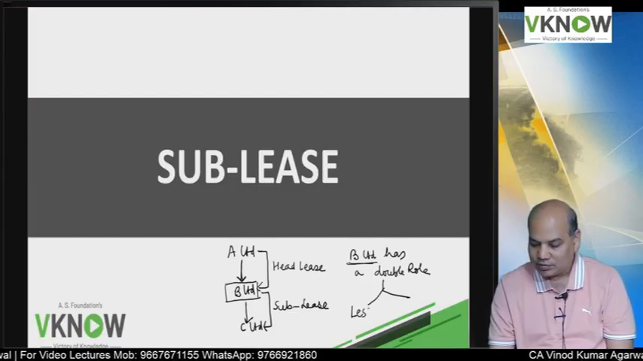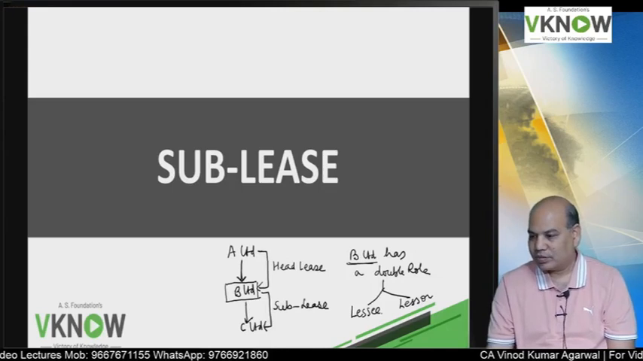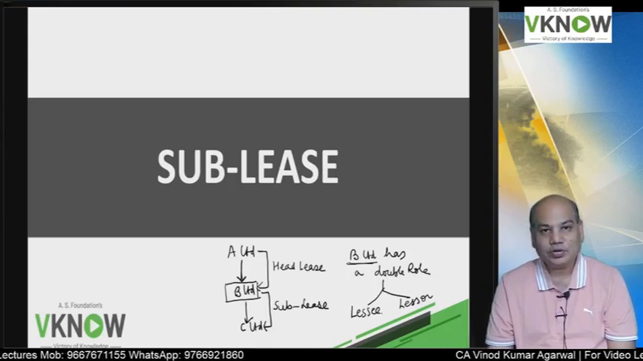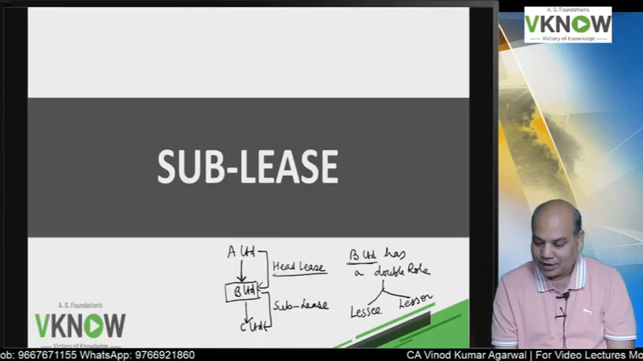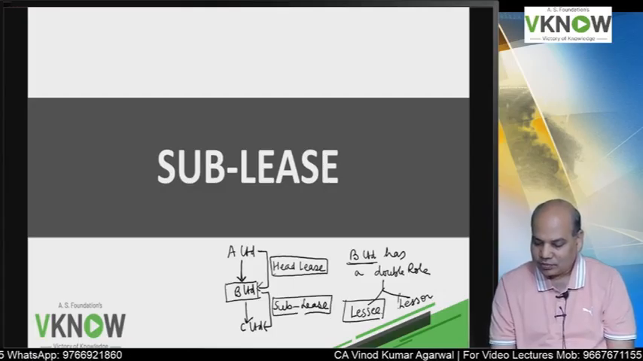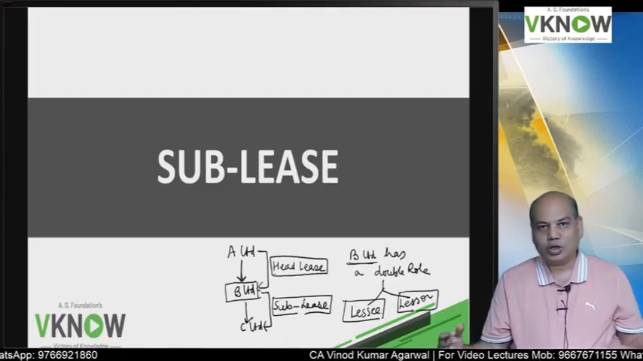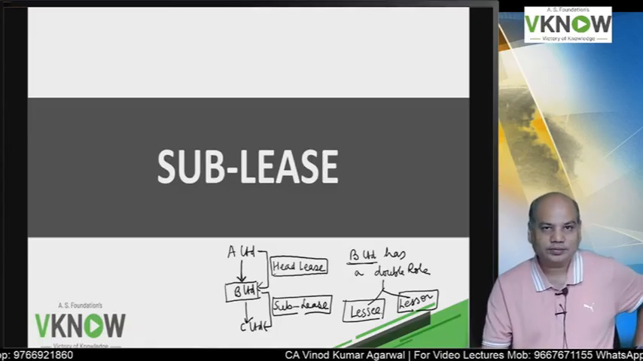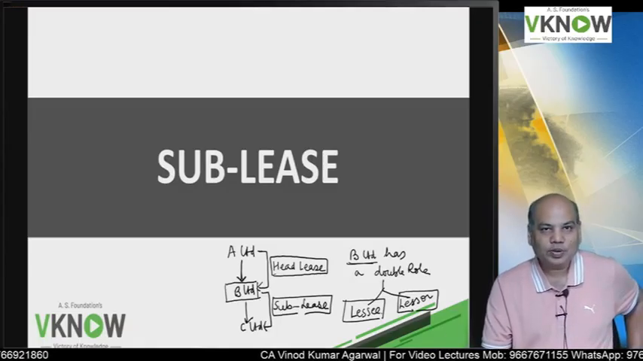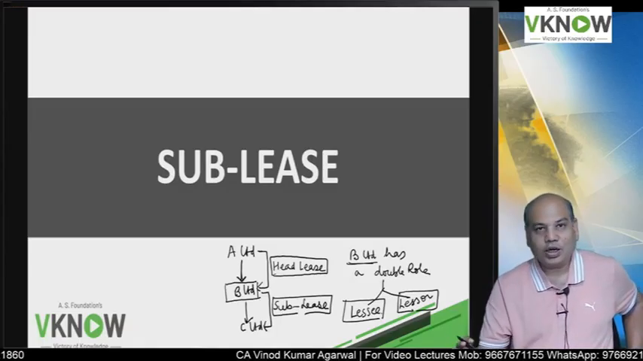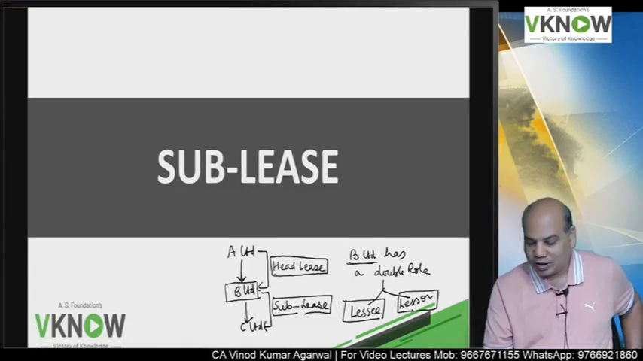So B Limited is playing double role. He is a lessee and he is also a lessor. With respect to head lease, he is a lessee, and with respect to sublease, he is a lessor. So now you have to mix both the accounting and accordingly decide the accounting entry in the books of B. Question will be in the books of B.